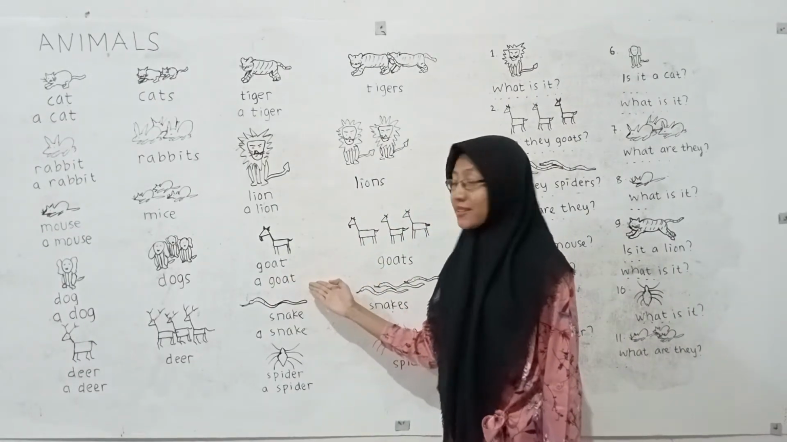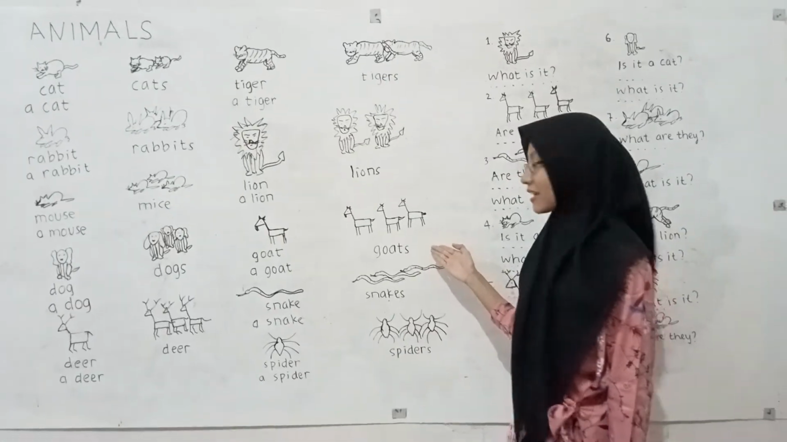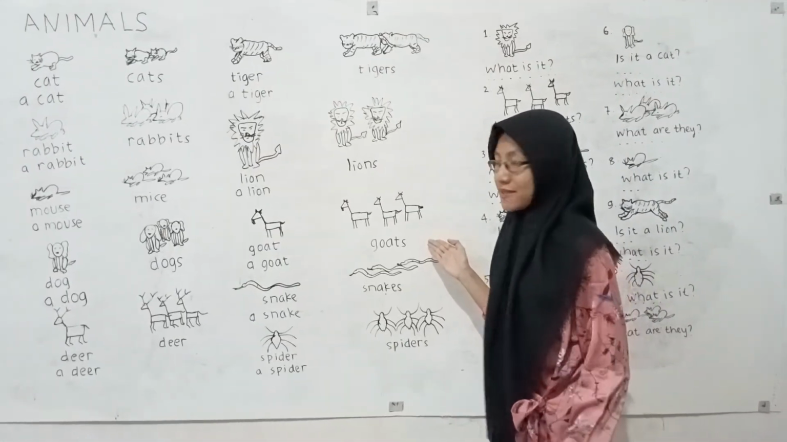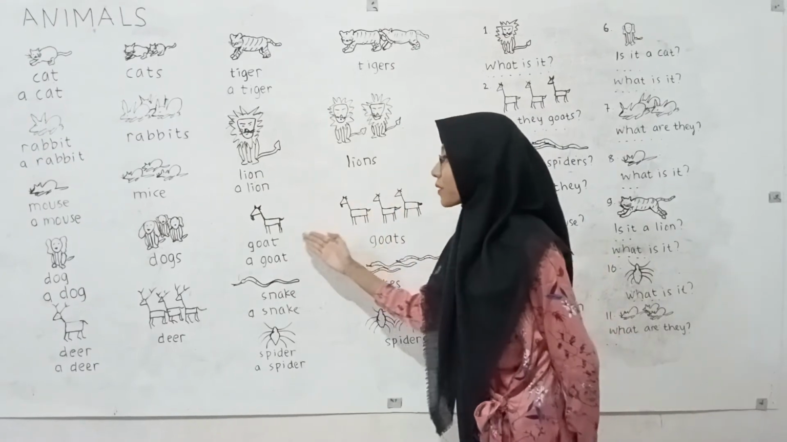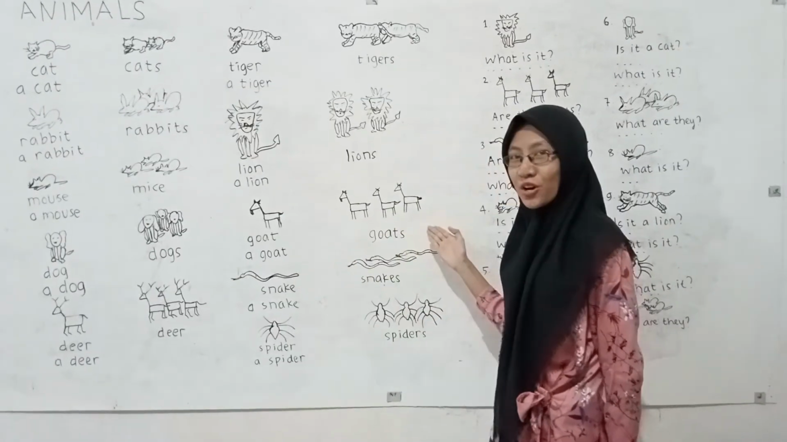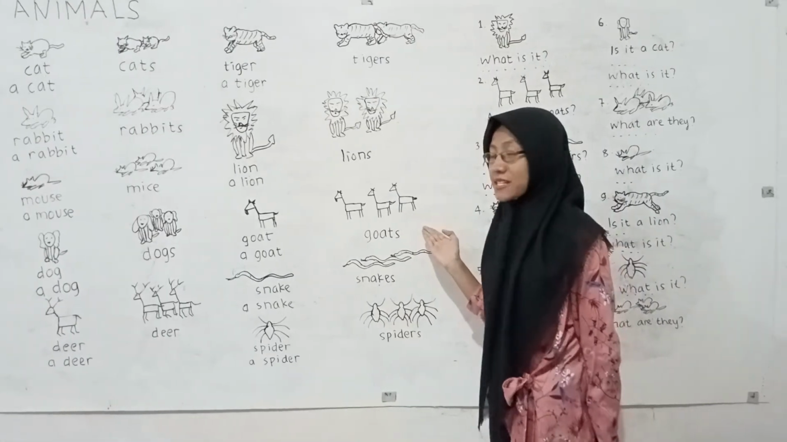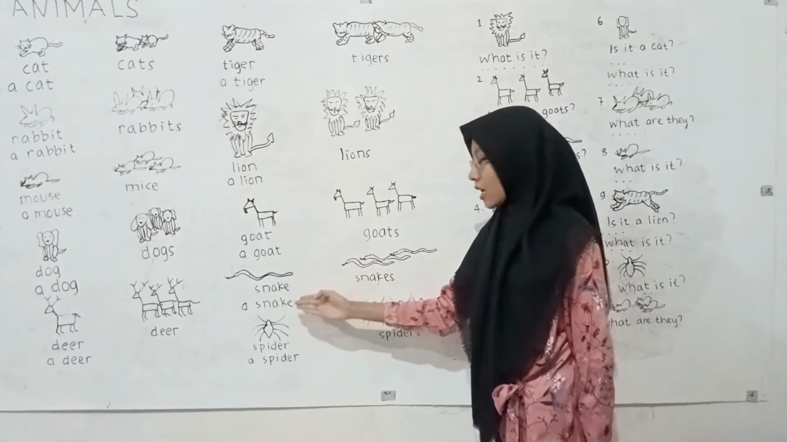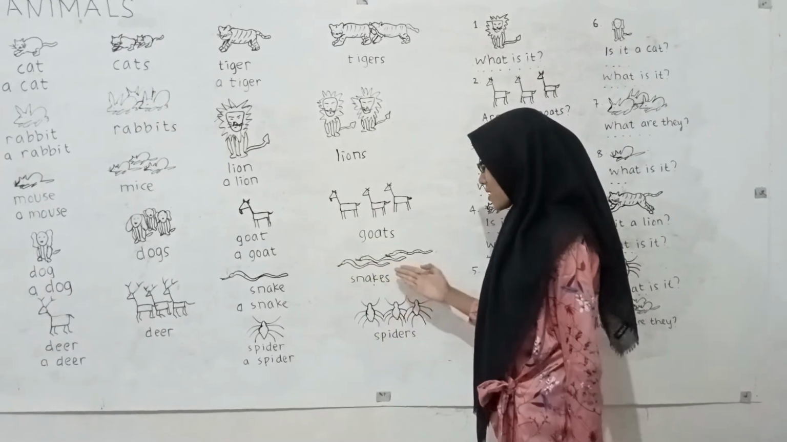Next, ada goat. A goat. Goats. Artinya kambing. Kita ulangi. Goat. A goat. Goats.